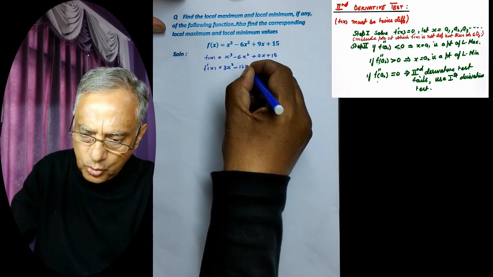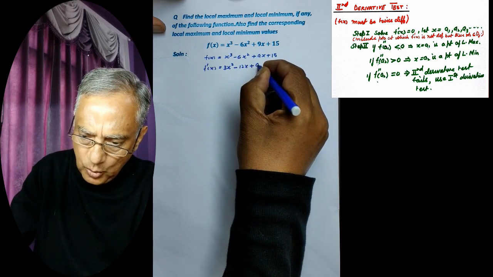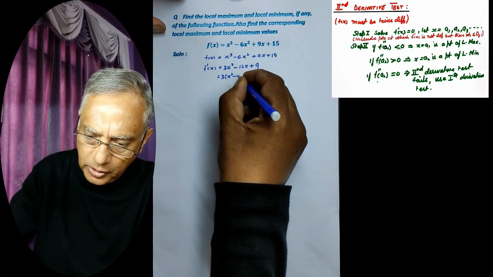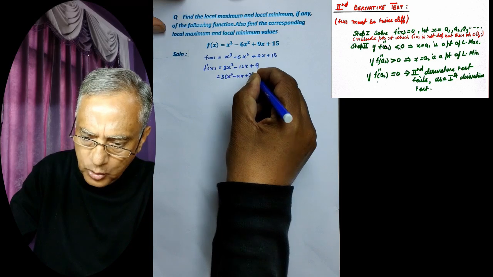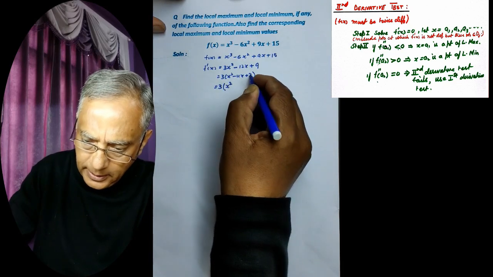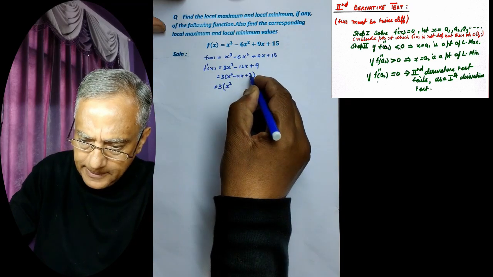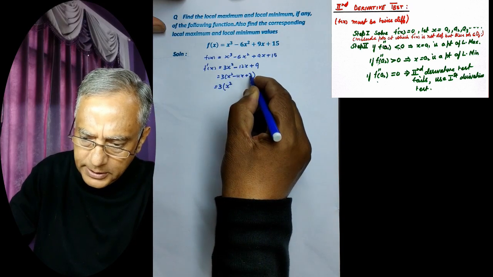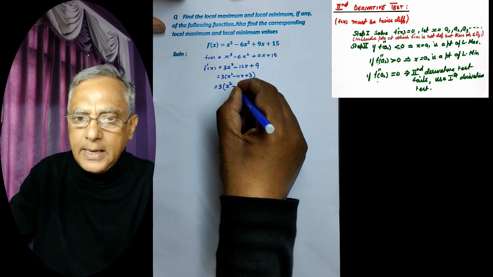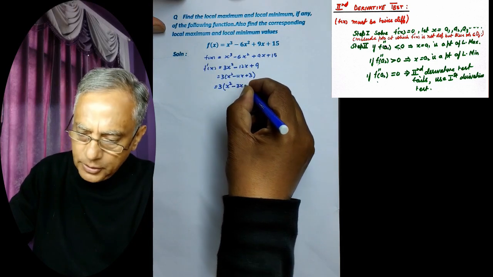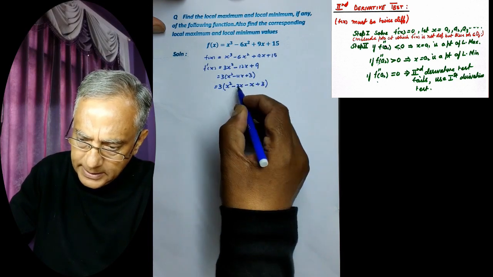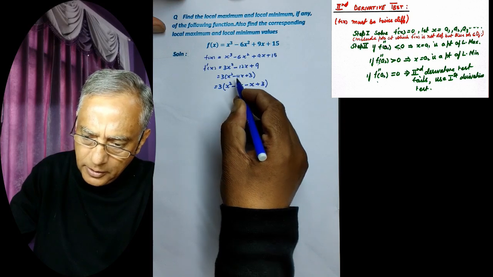This is 3x square minus 12x plus 9. 3 is common. We have x square minus 4x plus 3. And this can be factorized as x square. Now the product of these two is 3, so we have to separate 3 into 2 parts such that the sum is 4. So this is minus 3x minus x plus 3.